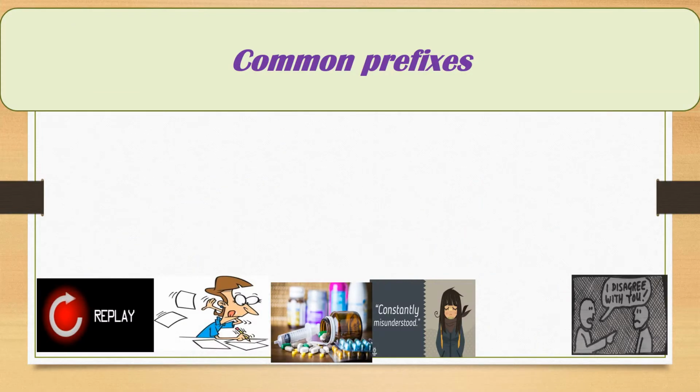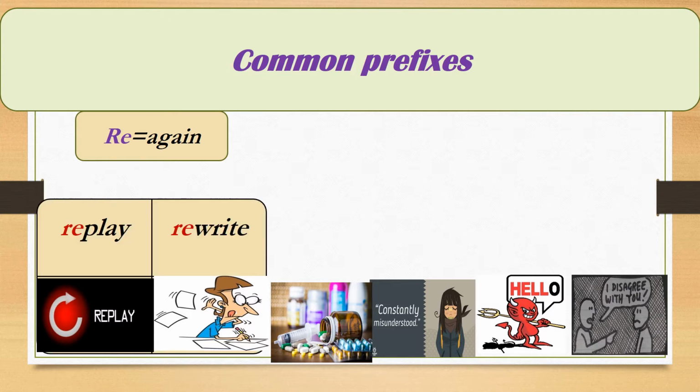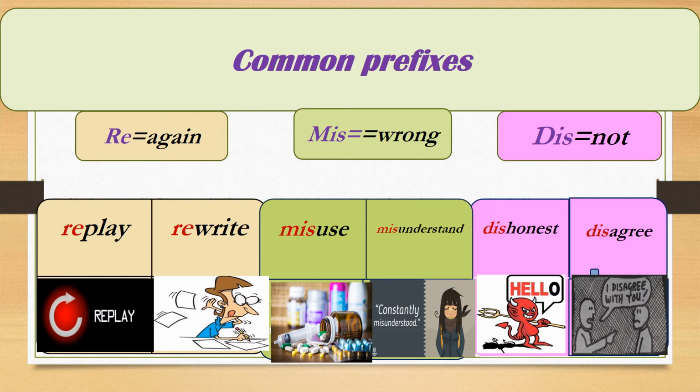Let's move to the common prefixes in English. دعونا نذهب للبديهات الشائعة باللغة الإنجليزية, such as re والتي تعني again مرة أخرى, replay play again, rewrite write again أعيد الكتابة, and we have miss بما تعنيه wrong خطأ أو يخطئ أو يسيء. Here misuse تعني يسيء استخدام, misunderstand يسيء الفهم, dis والتي تعني not, such as dishonest honest تعني أمين, dishonest تعني خائن, disagree agree يوافق, disagree لا يوافق.